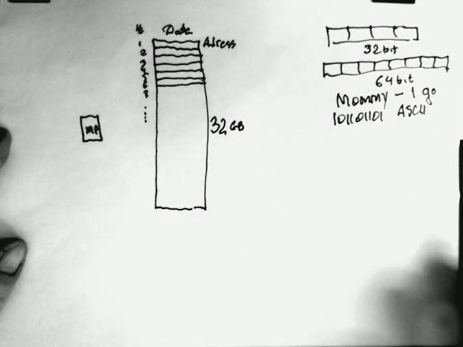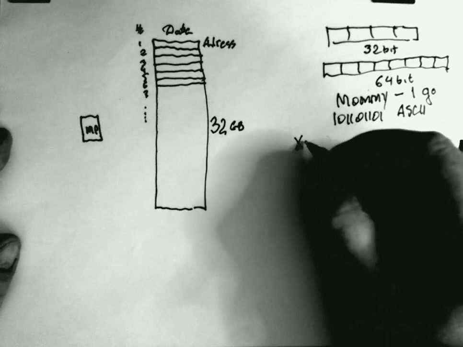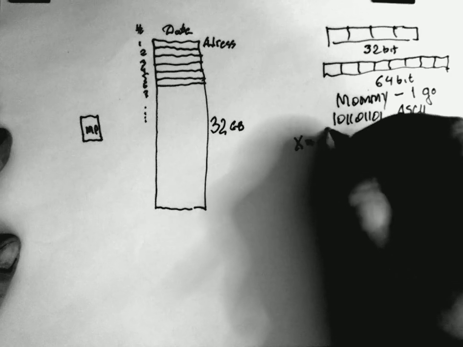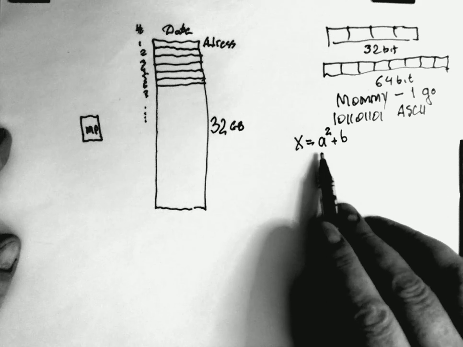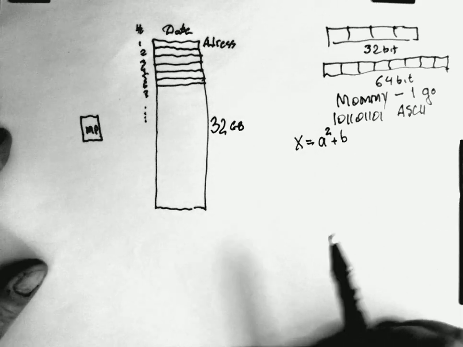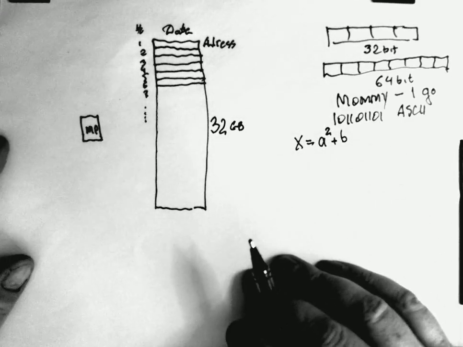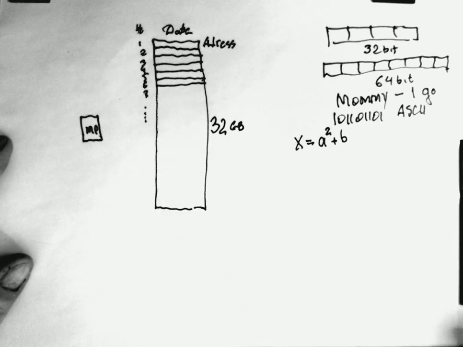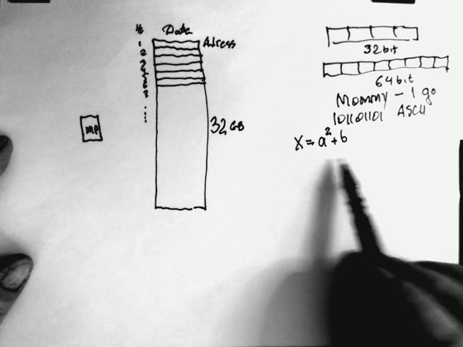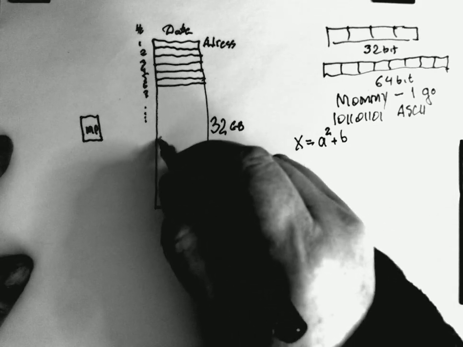Part of the memory could be data. What kind of data? Folks, for example, you need to calculate the formula x equals a squared plus b. To calculate this, you need to know what a is and what b is. So a and b must be input into the cells for the microprocessor to calculate this formula. We will see a little later how the microprocessor can calculate it.